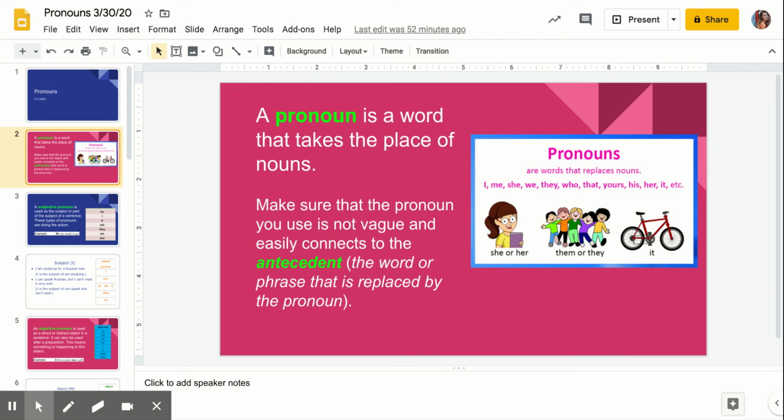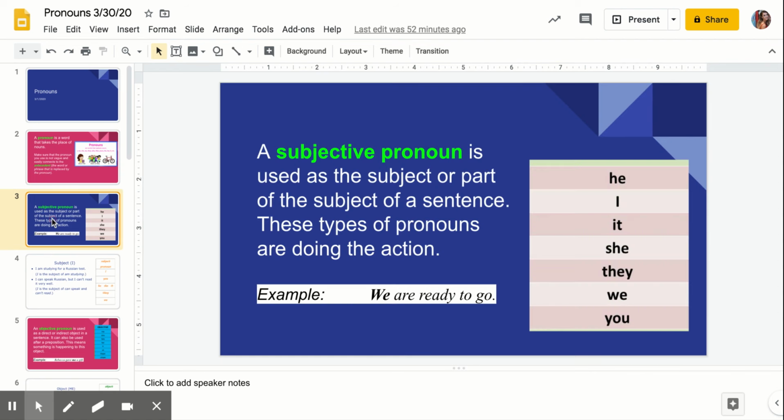So a pronoun is a word that takes the place of a noun. When you are using pronouns like I, me, she, we, they, who, etc., we are making sure that the pronoun we are using is not vague and it easily connects to the antecedent. And if you forgot what that meant, it is the word or phrase that is replaced by the pronoun. So let's go ahead and get right into it.